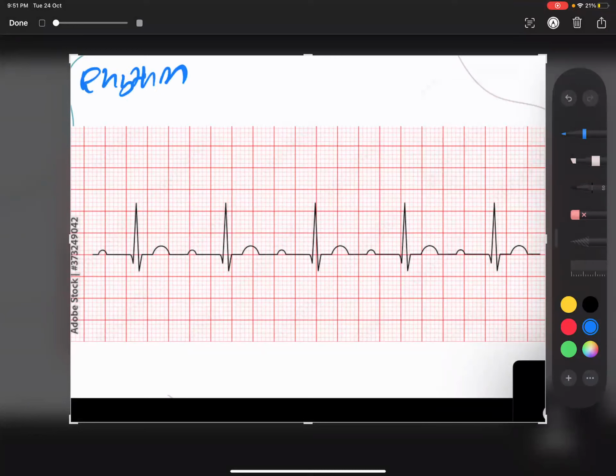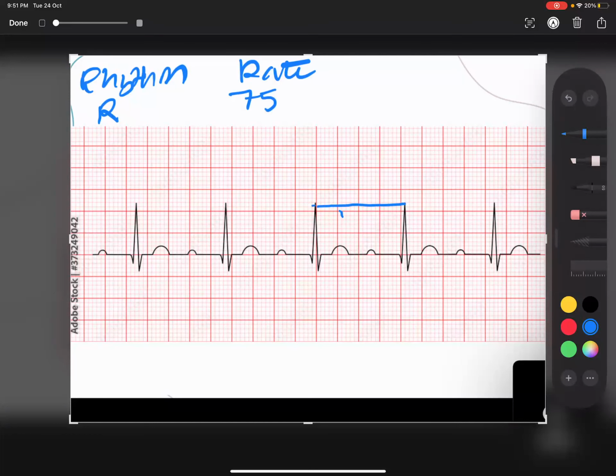So let's start with rhythm. The rhythm is normal. Regular. That is true. It's regular. Let's go with rate. How can someone calculate the rate? So it's 300 divided by, let's say, you can go here, we have an R here. So basically 1, 2, 3, 4. So 75. Yeah, perfect.